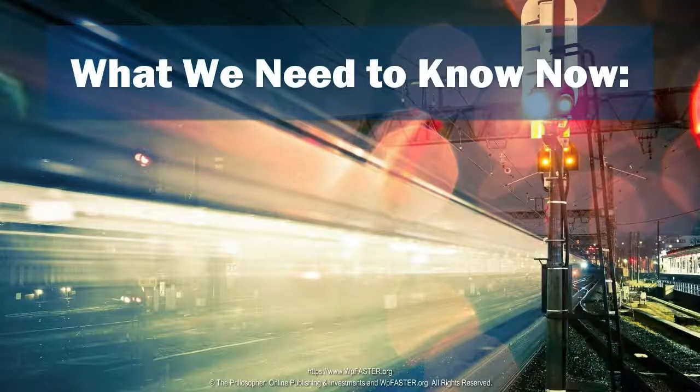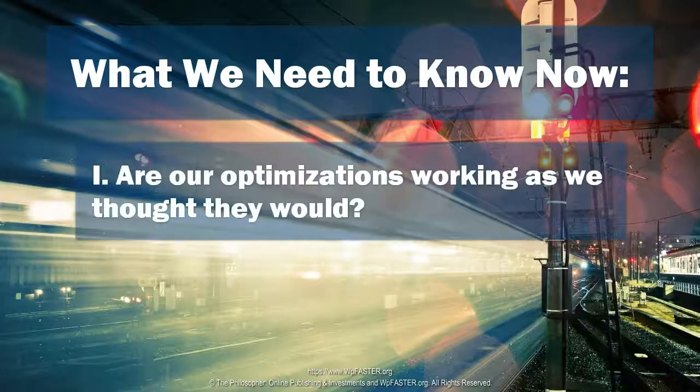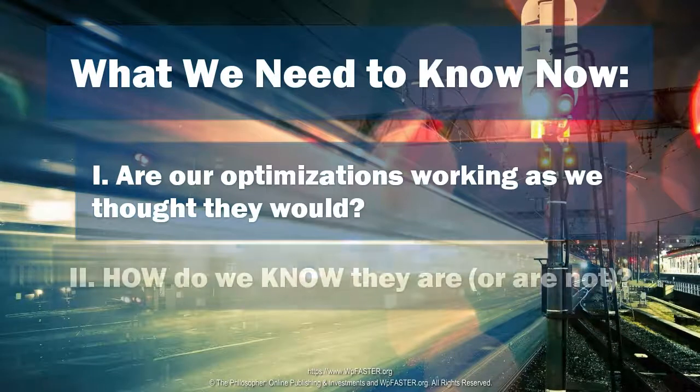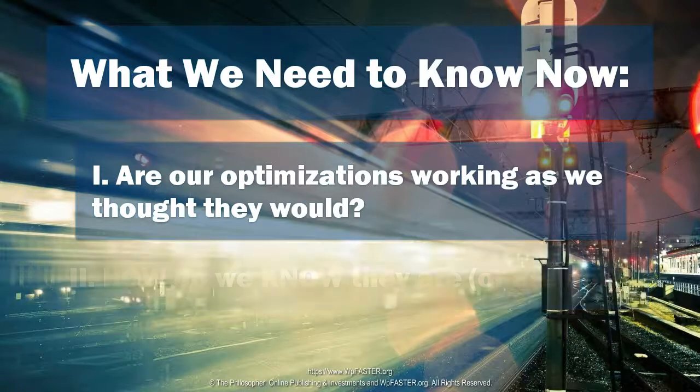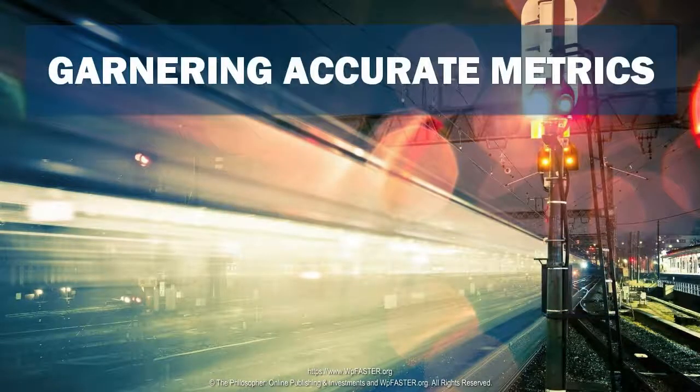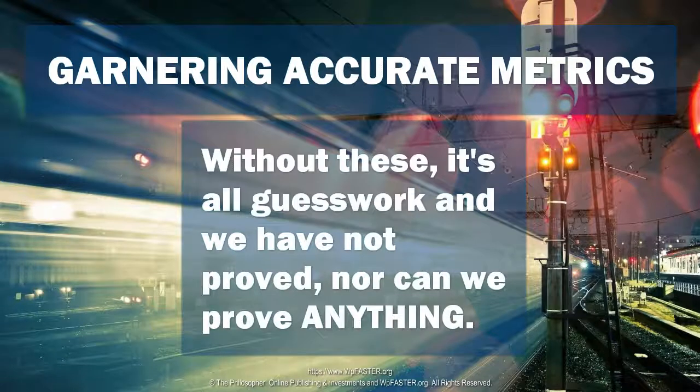The first, whether or not the optimizations we implement, as we implement them, are making our website faster, by how much and in what ways. The second, how to know whether or not each of the optimizations that we implement, as we implement them, are making our website faster, by how much and in what ways. In other words, how to make sure we are garnering accurate metrics. Without accurate metrics, this is all guesswork. Without accurate metrics, we have not proved, nor can we prove anything.